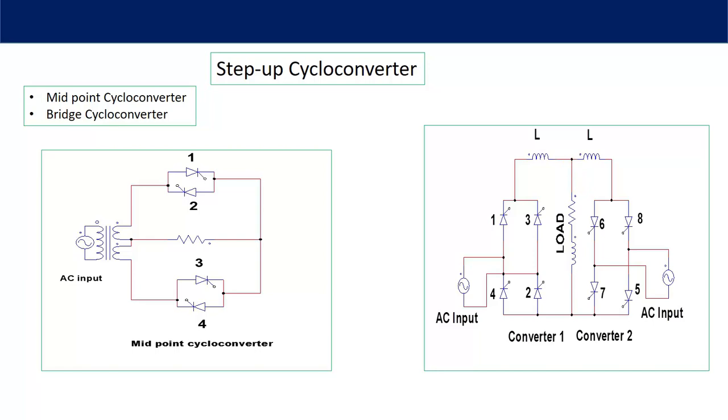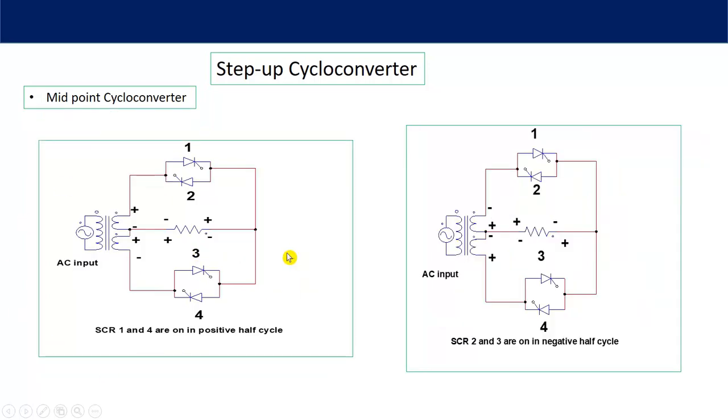Now we will arrange this positive and negative output voltage in such a way to obtain one complete cycle in one half cycle of input voltage. Let's discuss one by one. Let's start with midpoint type cycloconverter. Here, in positive half cycle, we want one complete cycle across this load.